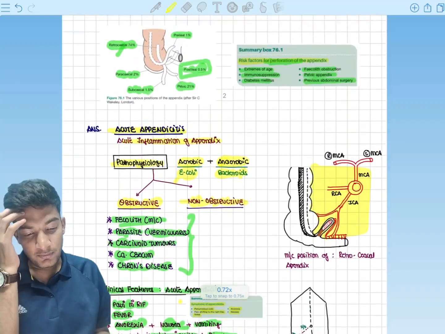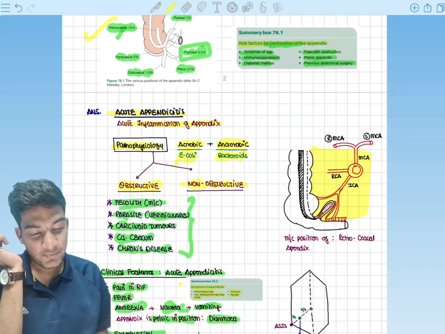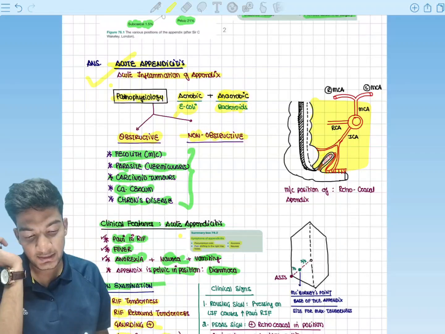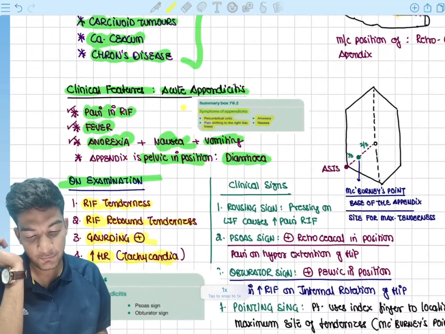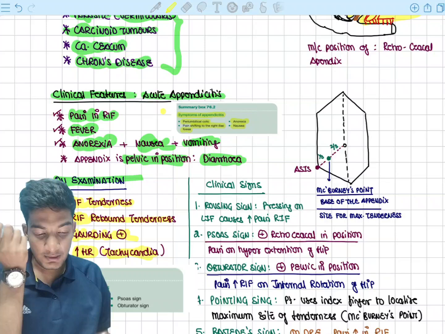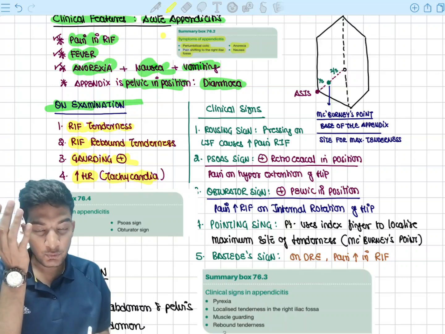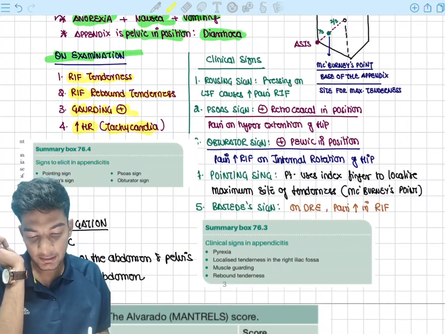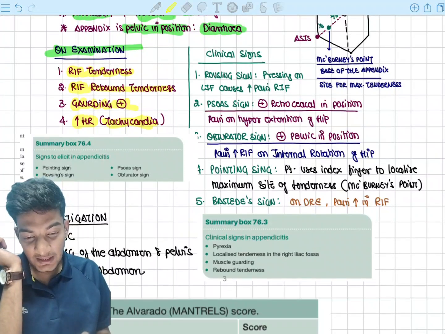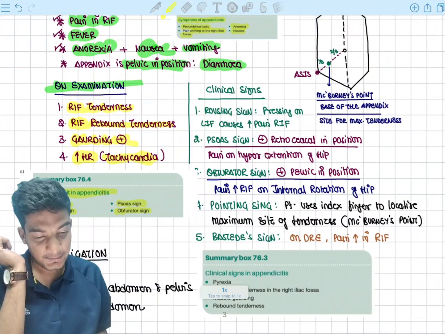Okay, so starting with the initial, we dealt with the position, the risk factors for perforation of the appendix, the acute appendicitis pathophysiology, which could be obstructive and non-obstructive, and clinical features which included pain, fever, nausea, and periumbilical colic. On examination: right iliac fossa tenderness, rebound tenderness, guarding, and tachycardia. Signs to be elicited in appendicitis are the pointing sign, Rovsing sign, Psoas sign, and obturator sign. What are all these? Let's deal with it.